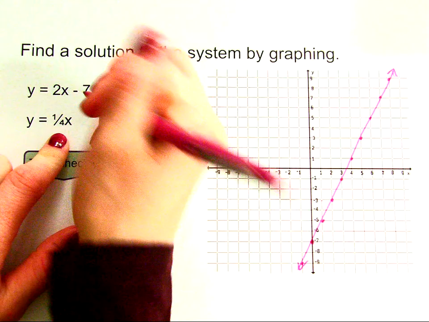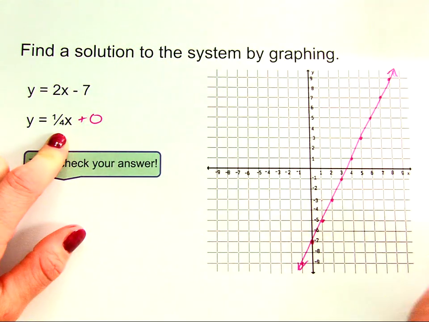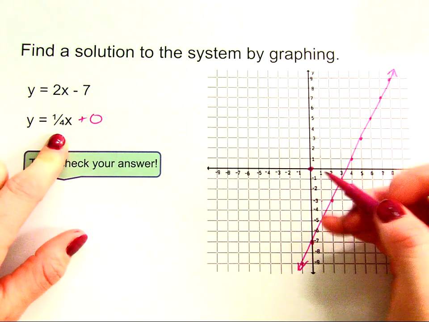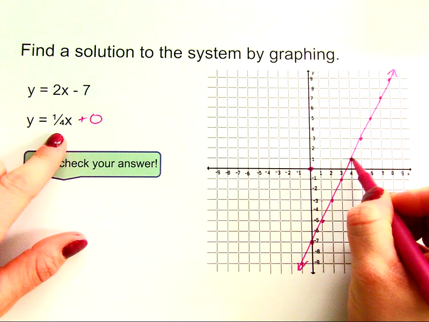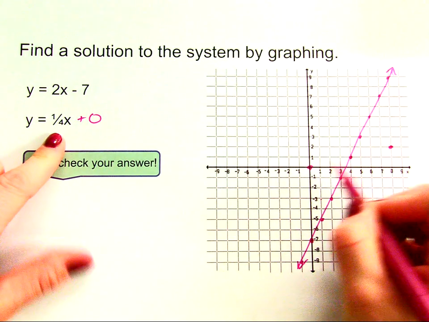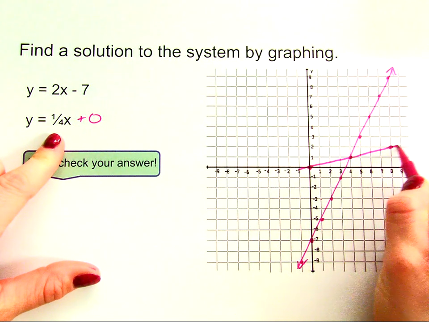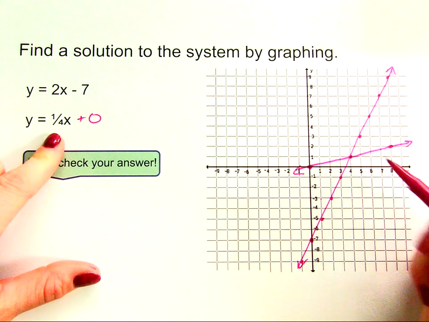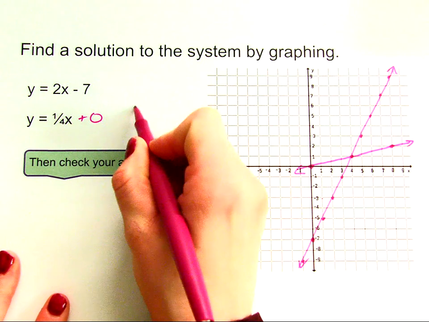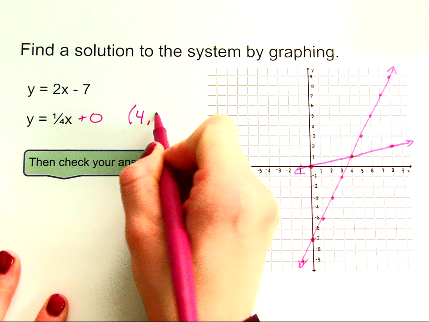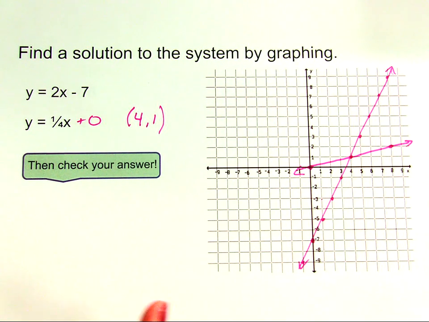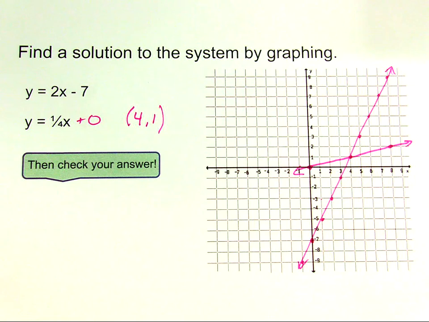So here my y-intercept is 0. So I'm going to start at the origin. Up 1 over 4, up 1 over 4. So right now I don't have to extend the line back this way because I already found where they're going to intersect. And then I write those coordinates, x, comma, y. That's what I think my answer is. Of course, then we're going to check.